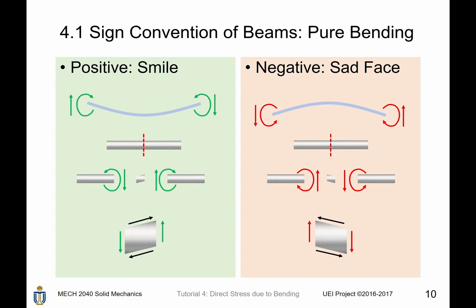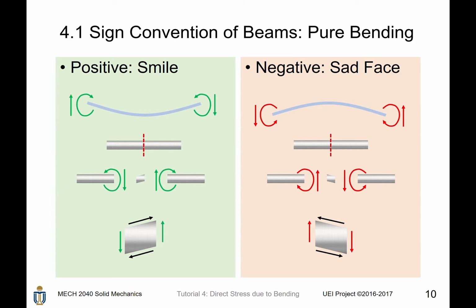Now let's talk about the sign convention of beams in pure bending. First, let's talk about the sign convention of moments. It should be easy to see that a positive moment will generate a positive mood. That is, you will smile when the moment is bending your mouth. Similarly, a negative moment will bring you a sad, negative mood, and you will have a sad face when the moment is bending your mouth like this.